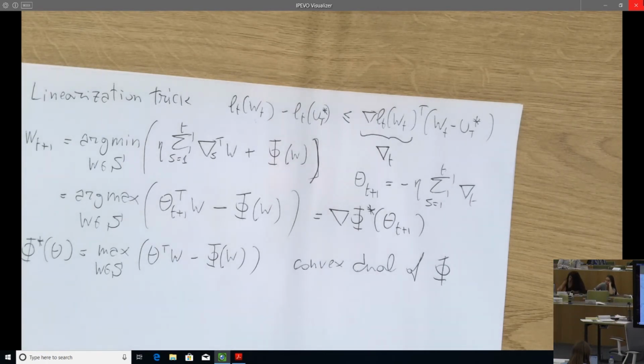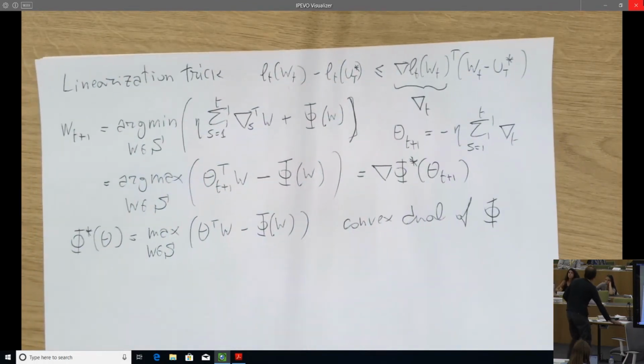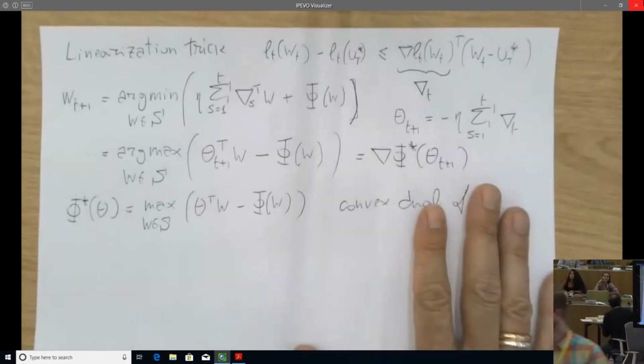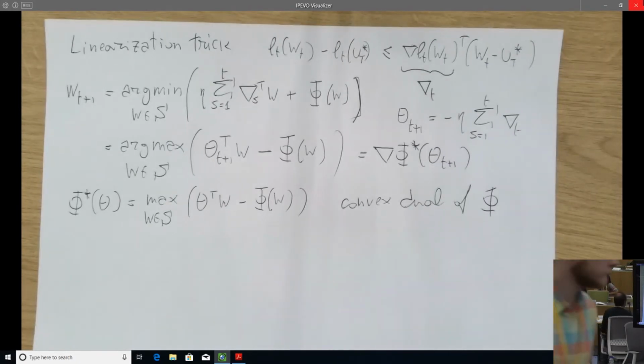Who asked the question? No, so the gradient is going to be the argmax, but you know that the derivative of the max becomes an argmax. This is something that it's good to know. Yes, it's true.